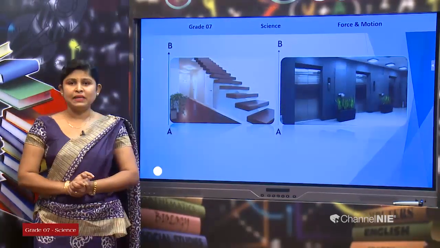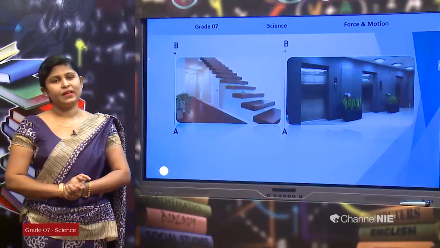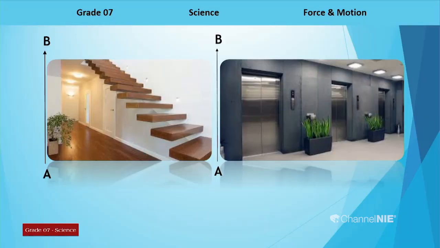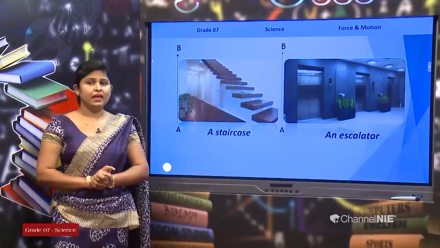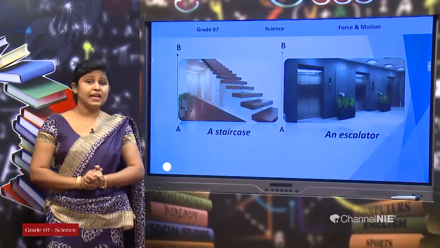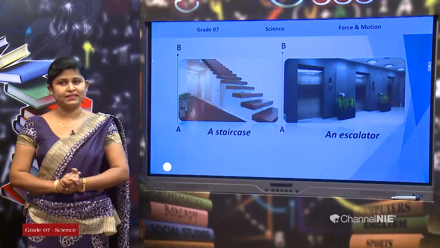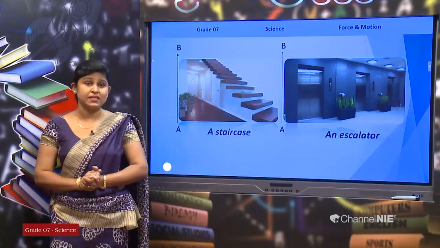Right. Look at the pictures given on the screen. You can easily identify the pictures. What is the first picture? Yes, the first picture is a staircase and the second picture is an escalator. Normally we call that a lift. Now you can recall an instance where you use a staircase as well as an escalator to go to the top floor of a multi-storied building. Right? I think you have experiences.